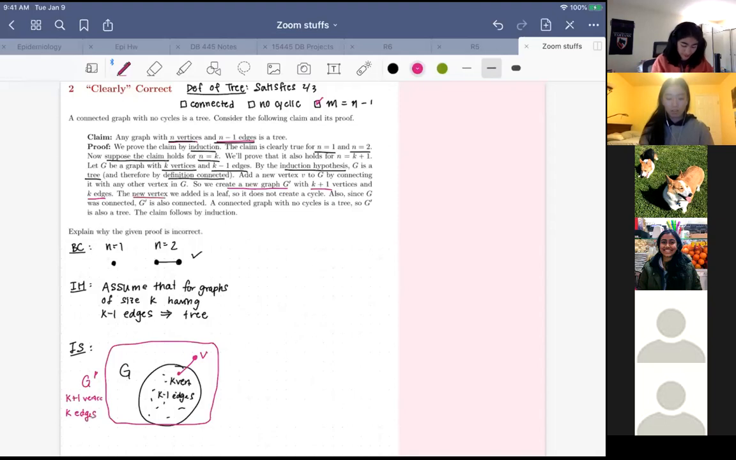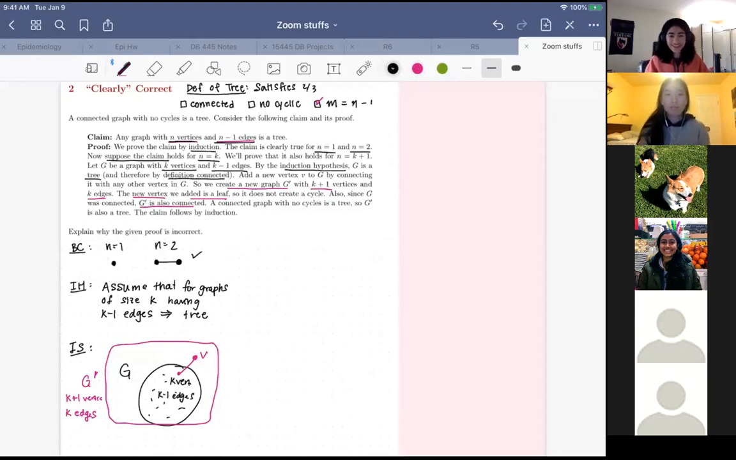Okay, so the new vertex we added is a leaf, so that means it doesn't create any new cycles. Also, since G was connected, G prime is also connected. And that means G prime is connected and it doesn't have any cycles. So G prime must be a tree. So by induction, it must be the case that this proof holds, and somehow just satisfying one of these properties made it a tree.